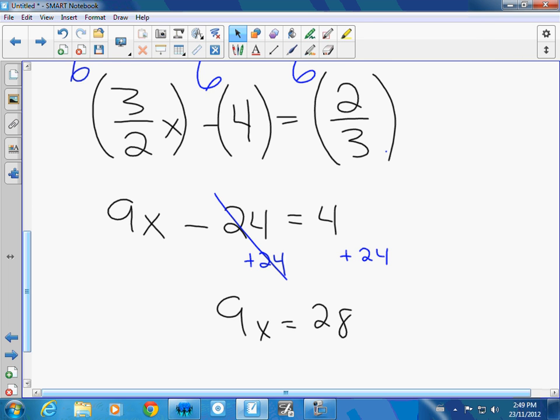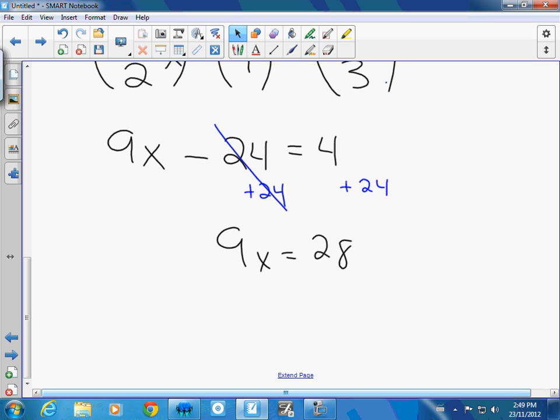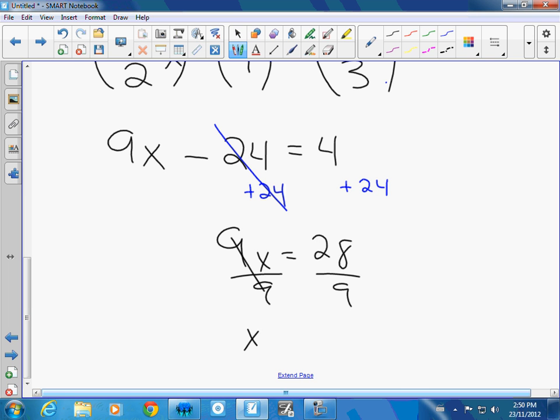Okay, the key to solving any equation, guys, is to get the variable, in this case x, by itself. What is x by itself? What's attached to it? A stupid 9. Yes, a stupid 9. Thank you. There's a 9 attached to it. How do we get rid of the 9? Divide. Both sides or one side? Both sides, both sides. Those are gone. x equals 28 over 9.